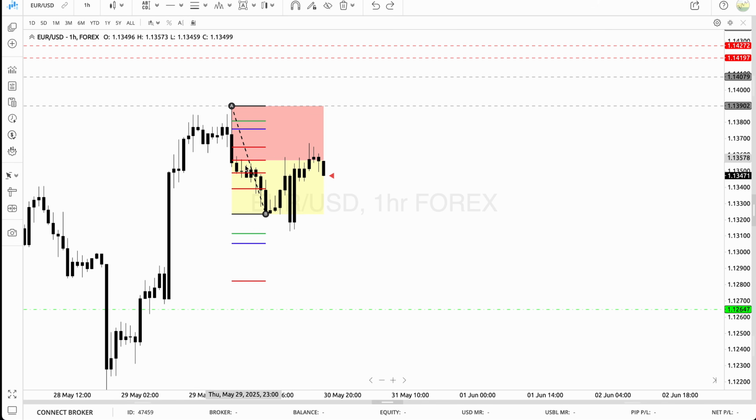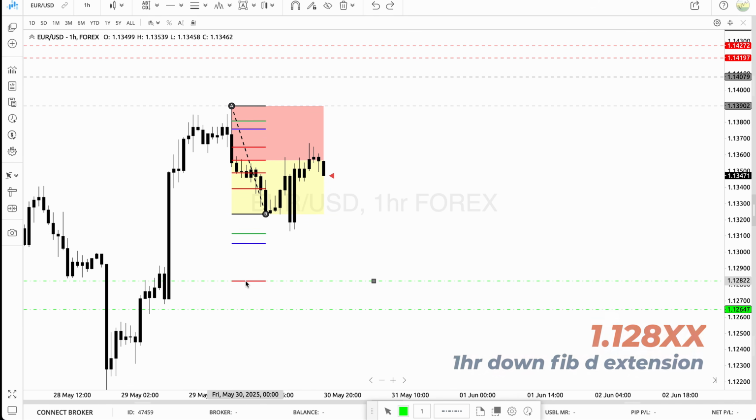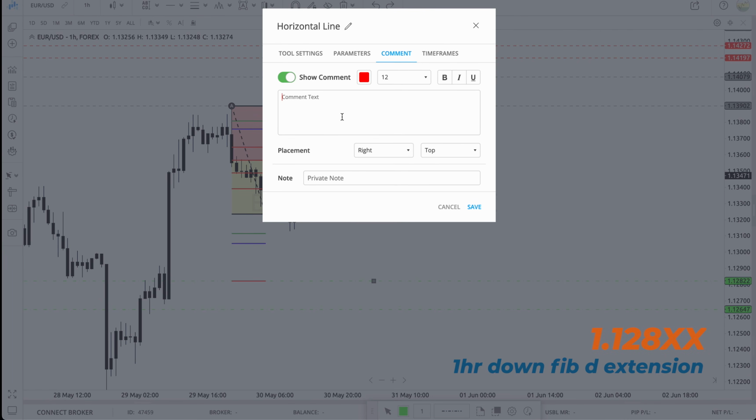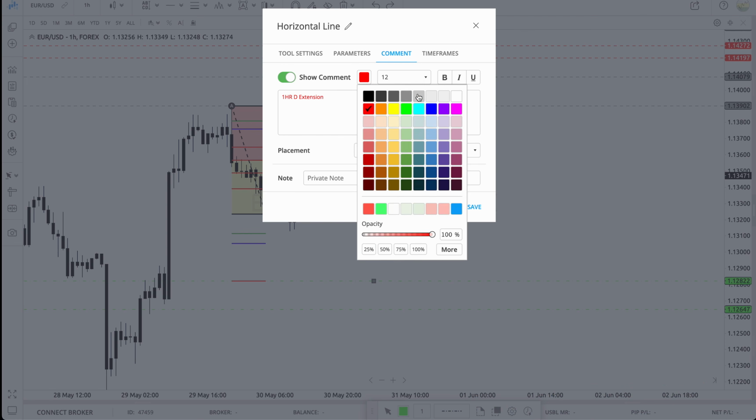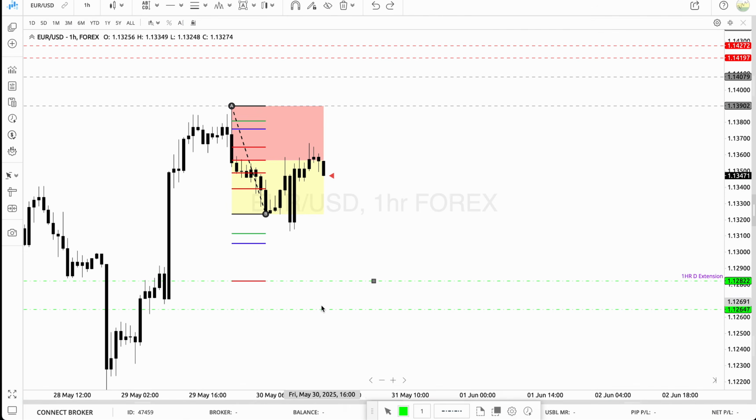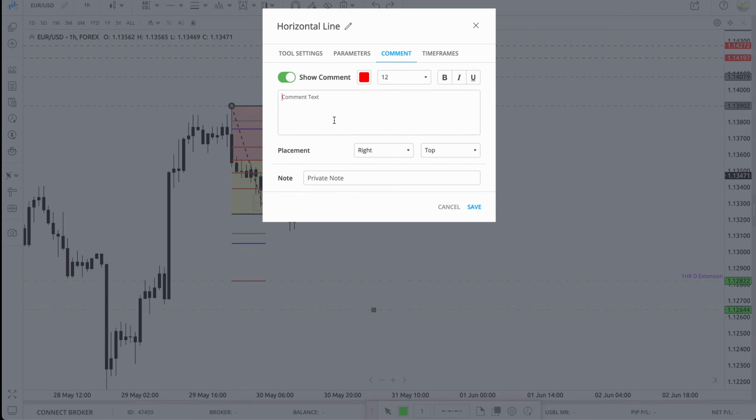So this is A high, B low, 618 pullback. D extension for the hour sits at 1.12822. So I'm going to mark this off, 1 hour D extension. On my 1 hour, I use purple. And then this was the 4 hour D extension, so we're going to use gray, 4 hour D extension. And we'll save.